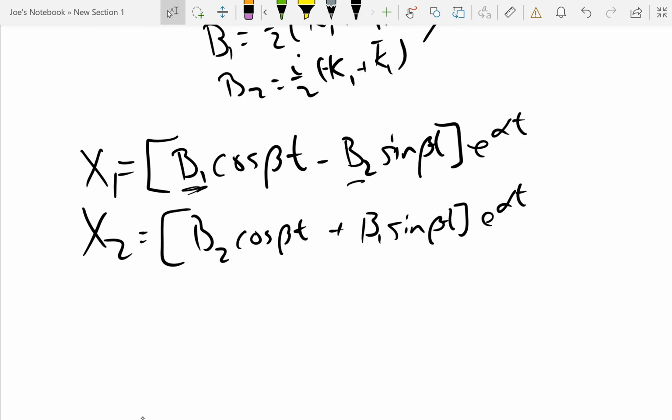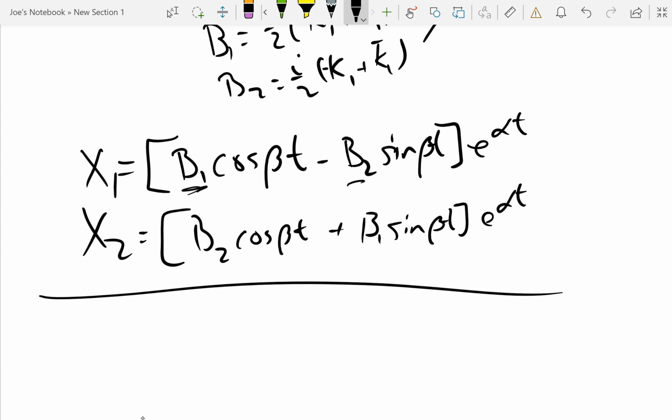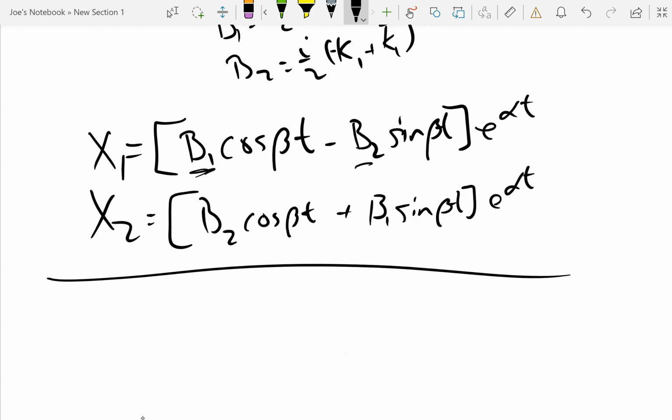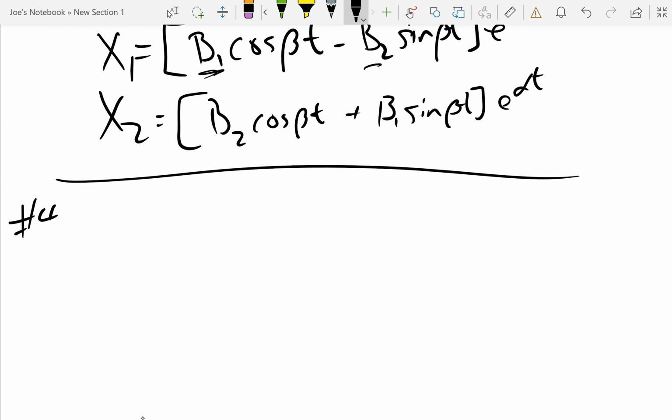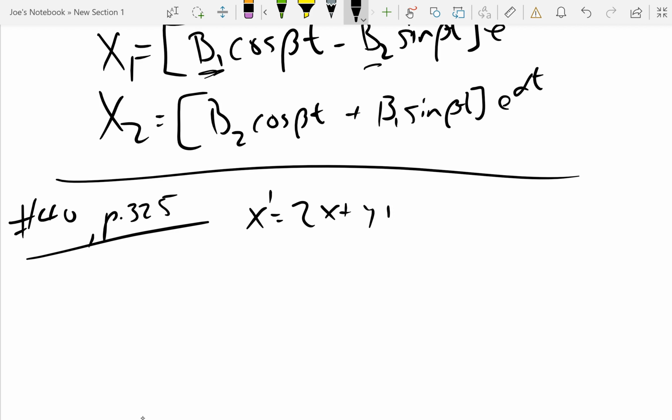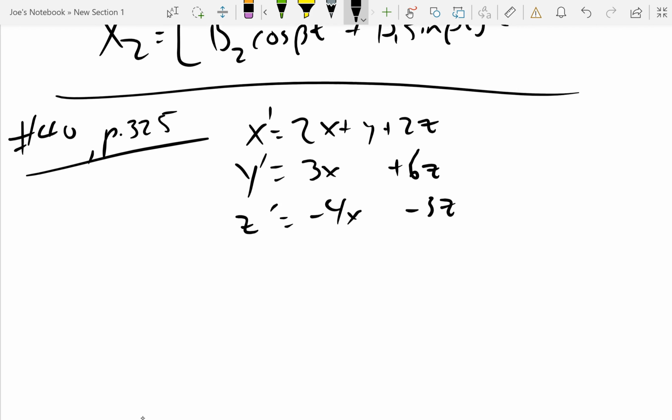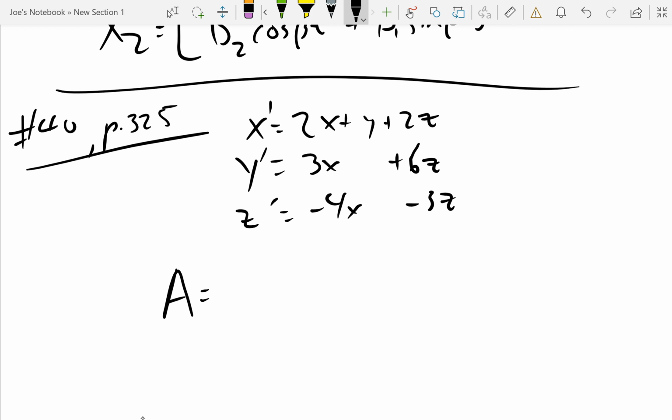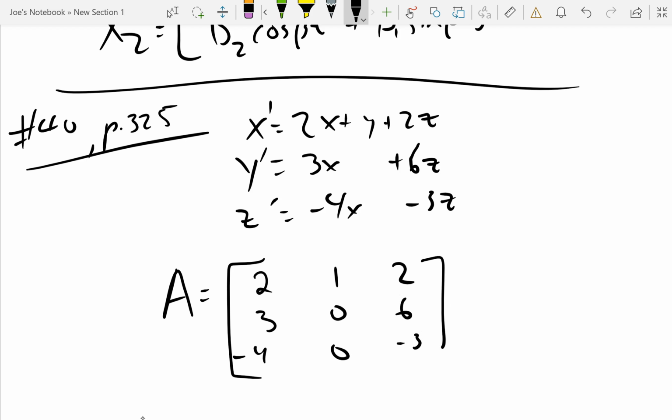So let's see if we can do one of these. I'm going to look at number 40. This is on page 325. We have x prime is equal to 2x plus y plus 2z. y prime is 3x plus 6z. And z prime is negative 4x minus 3z. Our matrix will be 2, 1, 2, 3, 0, 6, negative 4, 0, negative 3.